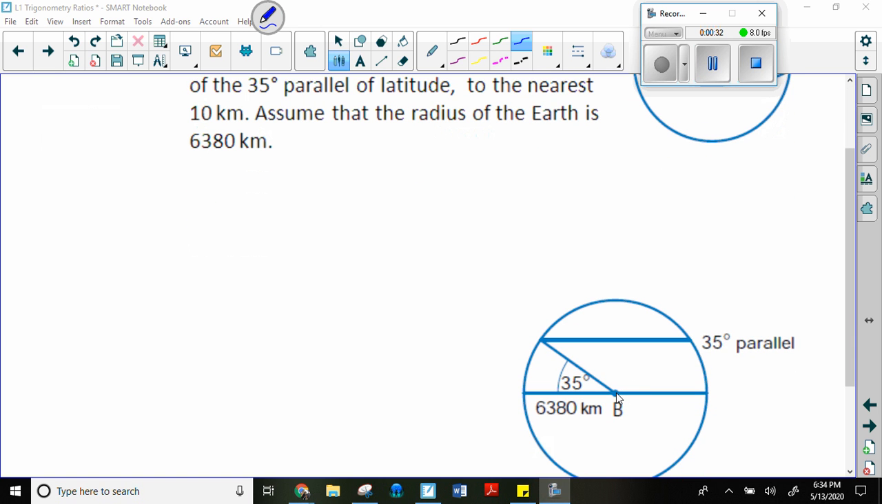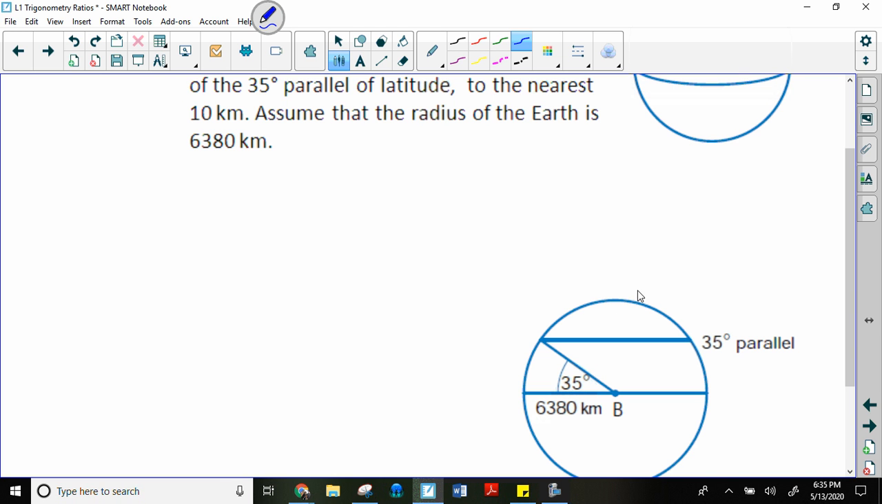So this is what it would look like if we were looking at exactly the side. Cut the Earth in half from north to south and look at it from the side. So this is the center of the Earth. From the horizontal, it's an angle of elevation of 35 degrees, which means that this radius goes all the way to there. And where this hits, that's the 35-degree parallel line.